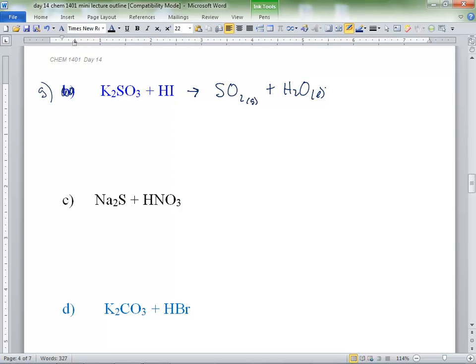Write the charges on the potassium and the sulfite and the H and the I. And it'll really help you out to identify what's left over. And salts are always a cation and then the anion. Right? All salts are written that way. You have to write the cation, and the anion is next. All right? That's how you write all salts.